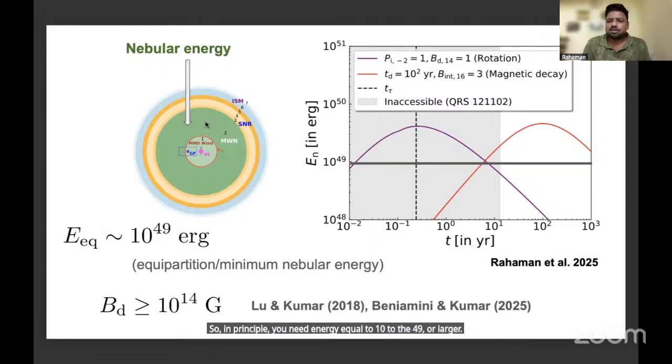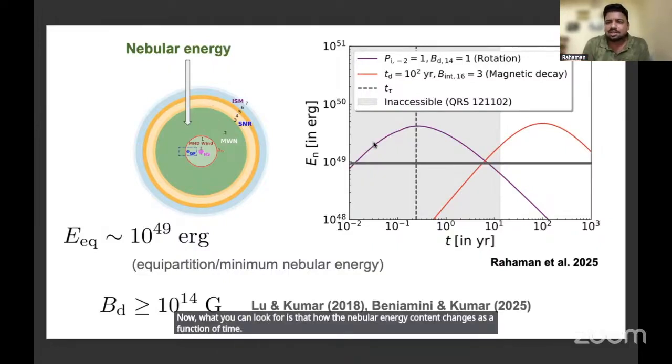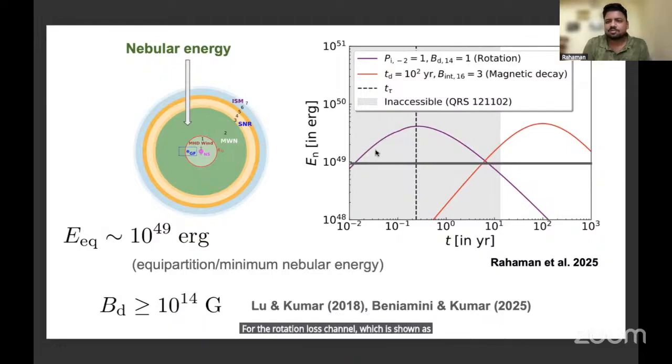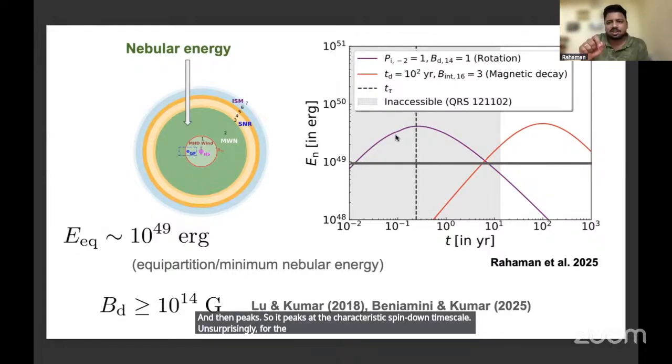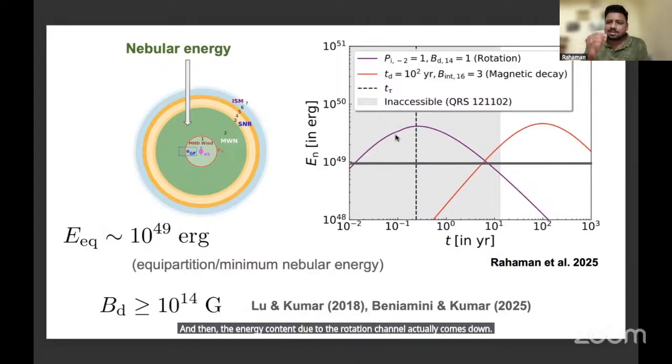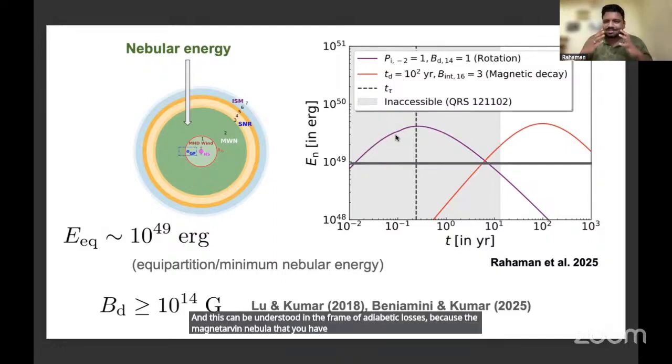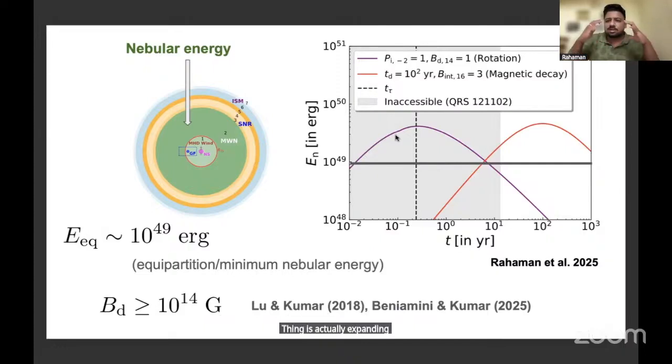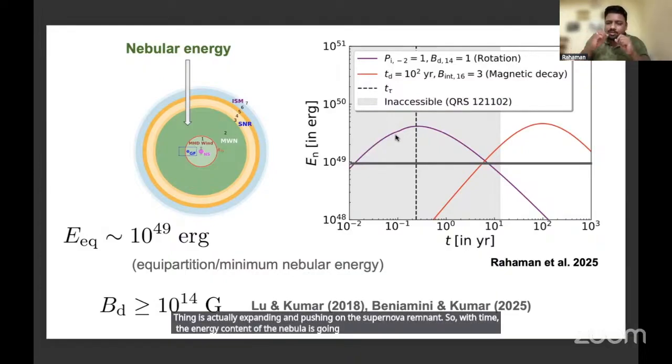Now, what you can look at is how the nebular energy content changes as a function of time for the rotation loss channel, which is shown as a purple line here on the figure. If you trace the purple line, it first rises and then peaks. It peaks at the characteristic spin-down time scale, unsurprisingly for the rotational loss channel. And then the energy content due to the rotation channel actually comes down. This can be understood in the frame of adiabatic losses, because the magnetar wind nebula is not a static thing. It's actually expanding and pushing on the supernova remnant. So with time, the energy content of the nebula is going to go down because of this PdV work done on the supernova remnant.